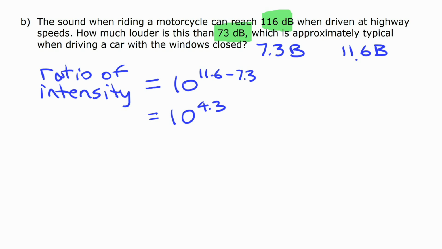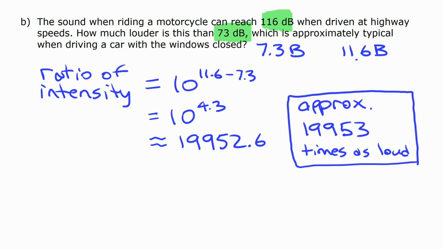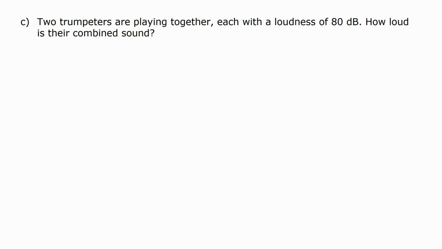Again, it doesn't have to be a whole number difference. And 10 to the 4.3, if you go to a calculator, you're going to find that that is roughly 19,952.6. So let's round it to the nearest whole number and say it's approximately 19,953 times as loud. That's a lot louder.